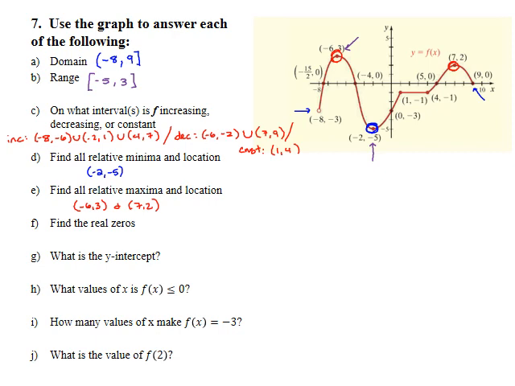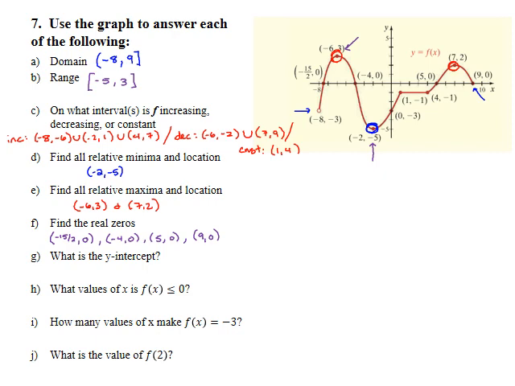Part F, it says find all of the real zeros. So remember that means x-intercepts. So write down every point that crosses the x-axis. And I'm just going to go from left to right so that all the points are labeled. You have an x-intercept at -15/2, 0. You have another one at -4, 0. You have a third one at 5, 0. And then at the very end, you have your last one at 9, 0. So this graph crosses or touches the x-axis 4 different times.